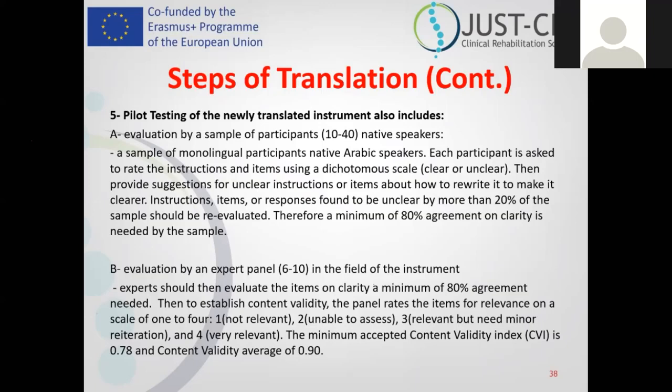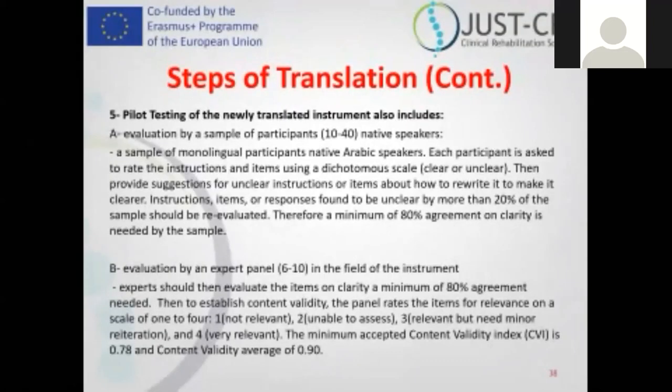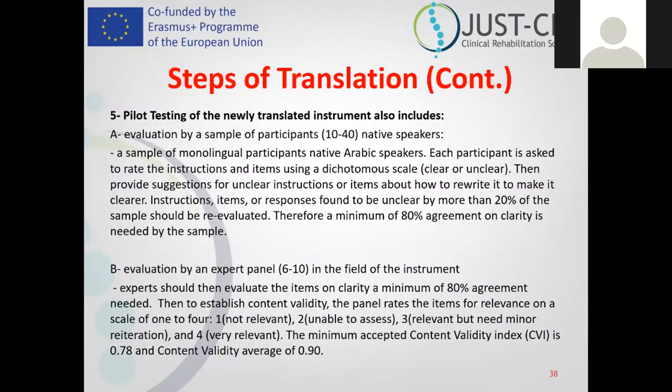Then to establish content validity, the panel also rates the items for relevance on a scale of 1 to 4. If you remember when we talked about content validity, we talked about a content validity index, which is the division of the number of items that got a score of 3 to 4 on relevance on the total number of items in the instrument. A minimum of 0.78 content validity index and an average of 0.9 content validity average is desired to consider the newly developed or the translated questionnaire to be valid and ready for use.